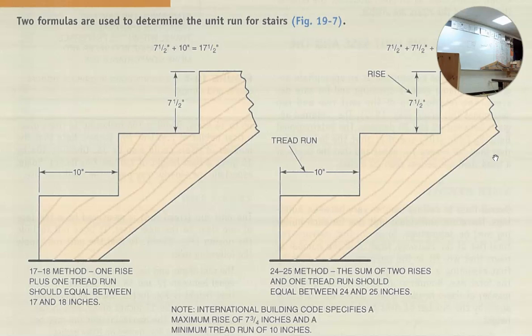Okay. If you look across the bottom here, the International Building Code specifies a maximum rise of 7 3/4. So years ago, when I first started teaching, between 7 and 8 inches is what you always wanted to set.